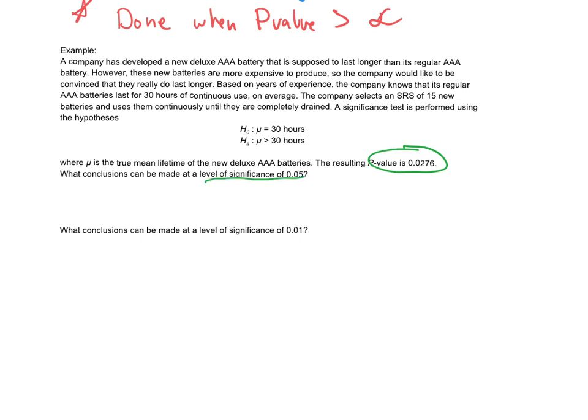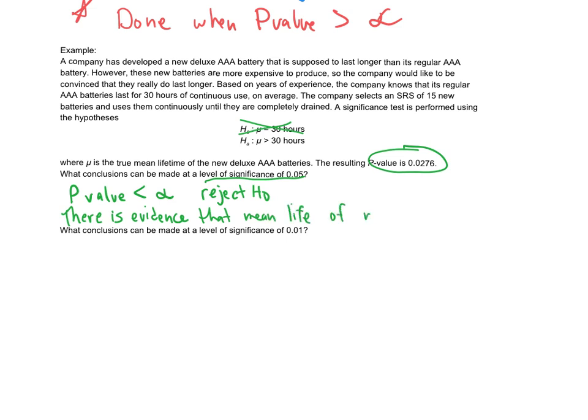Now this is an interesting question because our level of significance really will make a difference. If our level of significance is 0.05, then the p-value is less than the level of significance alpha. If that's true, we would reject the null. So we reject the null hypothesis. We're basically saying this claim is incorrect. So what we'd really be saying is there is evidence, based on this p-value, that the mean life of the new batteries is over 30.